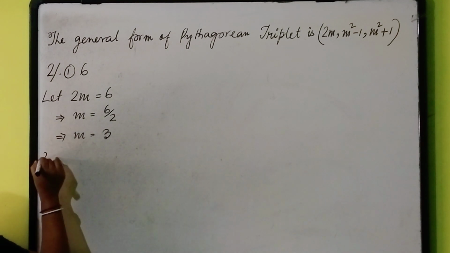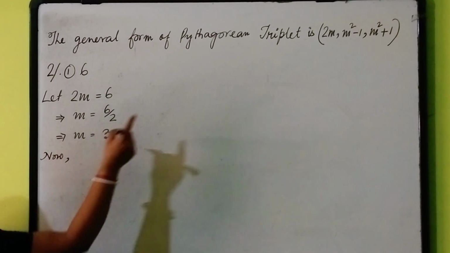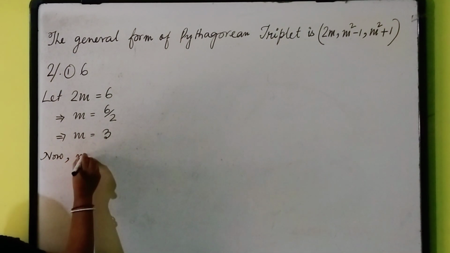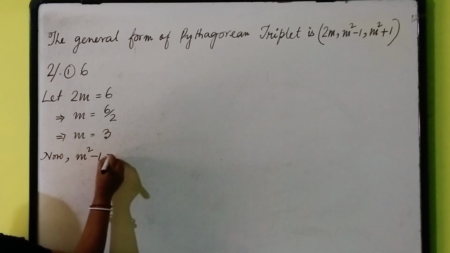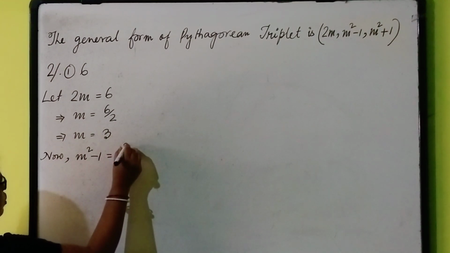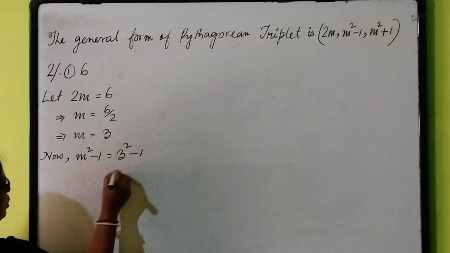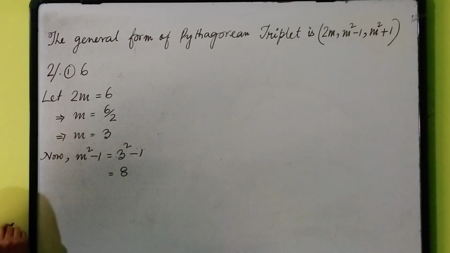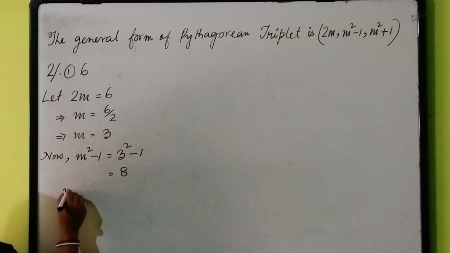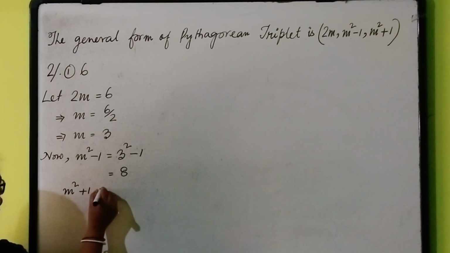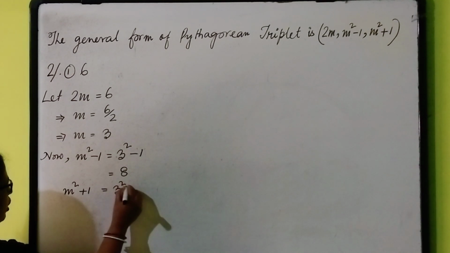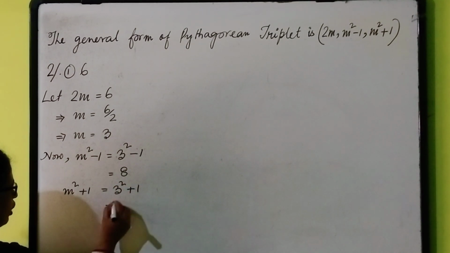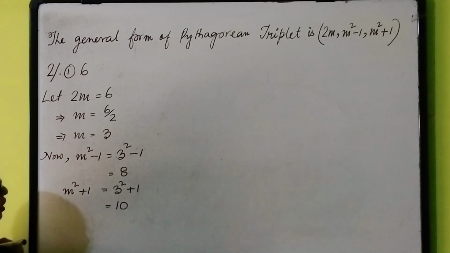So, now what we will do? What is the next member? m square minus 1. So, let us find m square minus 1. m square means 3 square minus 1. 3 square is 9. 9 minus 1 is 8. Understood? Okay. Now, the next member m square plus 1. m is 3, 3 square plus 1. 3 square is 9. 9 plus 1 is 10.